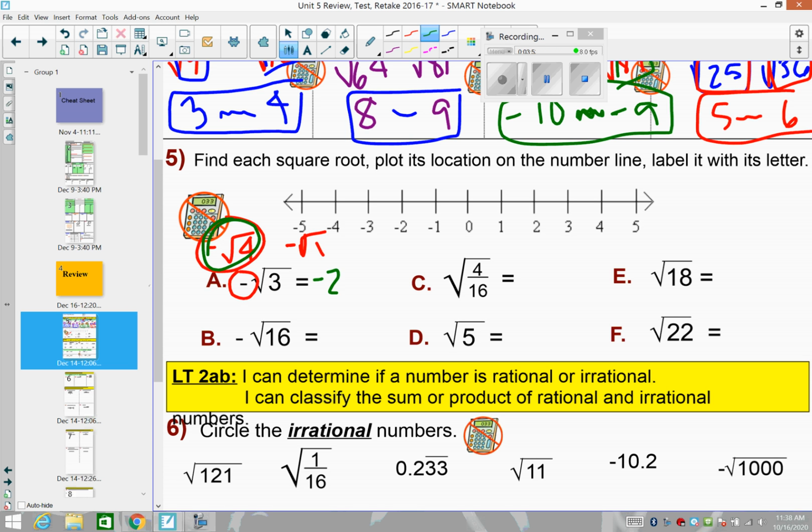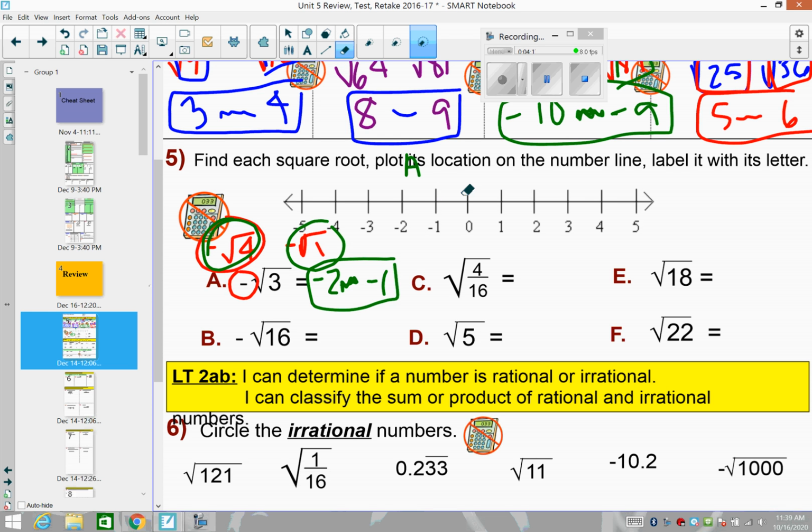And negative the square root of 1 is negative 1. So the answer lives somewhere between negative 2 and negative 1. So negative 1 point something. So that A is going to live somewhere in here. So I'm just going to kind of write it up above right now, and I'll come back and assess specifically where I should put it.